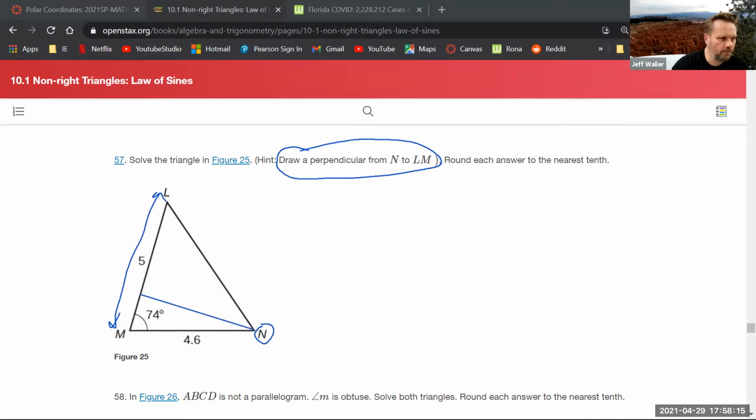Now I've created one right triangle, two right triangles. All right, that's all I'm going to say. It's not supposed to be an immediately obvious problem, but at least this explains what they mean by their hint. And then I'm going to let you guys try to do what you can do.